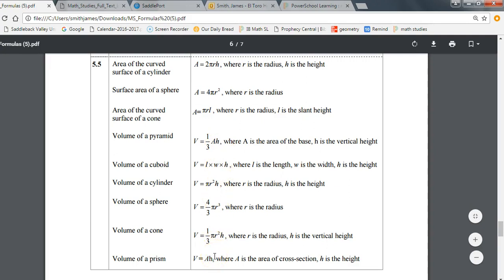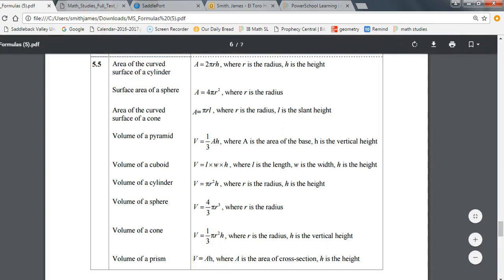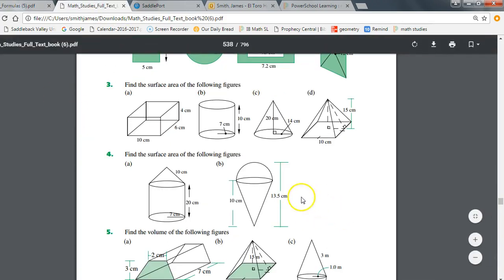One thing I would point out is do understand that this A value that you see here represents the area of what we would call the base. They refer to it as the cross section. We would think of this as the area of the base times the height. So let me just point out a couple things to you here with these.